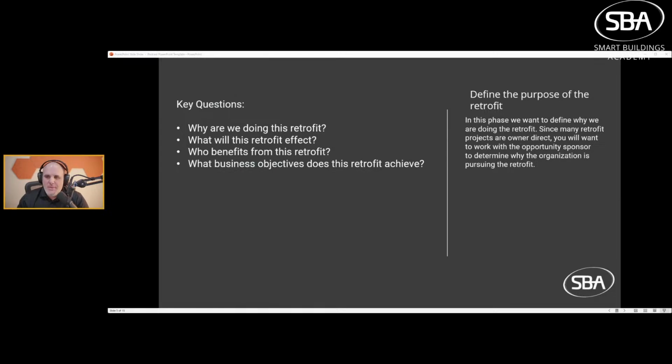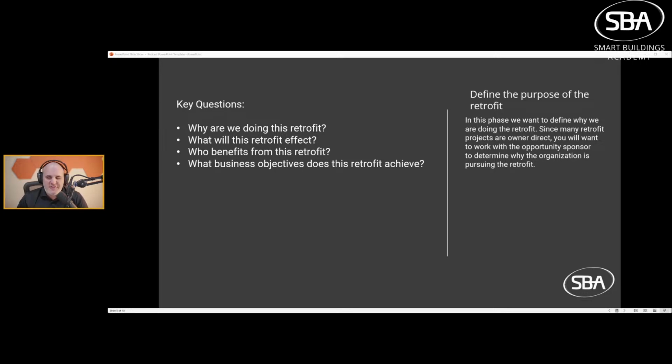All right. But what we want to do is really figure out what's going on here. So why are we doing this retrofit? Why is the customer doing the retrofit? Is it mandated to hit a corporate goal? Is it mandated by regulation? Is it being executed because they've got funding for it? Is there some sort of customer who's utilizing the space and is unsatisfied? These are all things we want to understand.